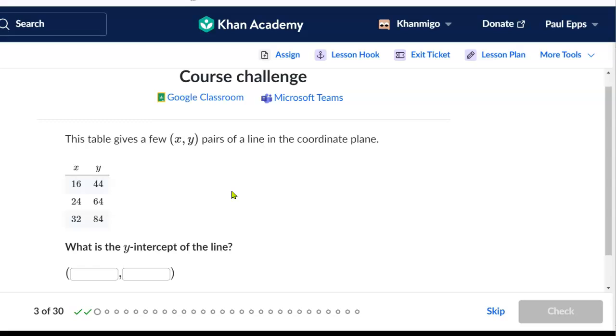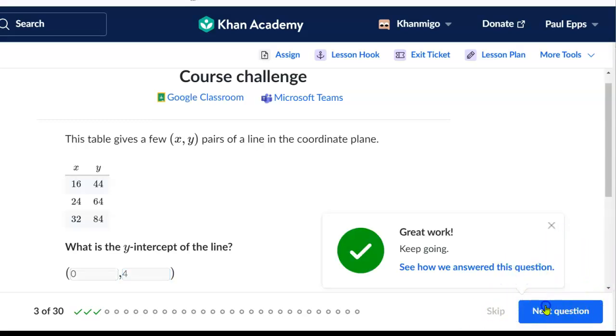The y-intercept is the point at which the x-coordinate is 0. So from these points, we're going to have to go down 8 2 more times. And so y is going to go down by 20 2 more times. So that is going to give us 0 and 4. Okay.